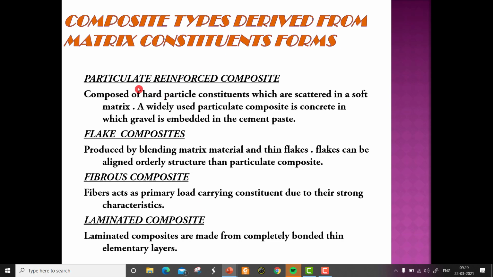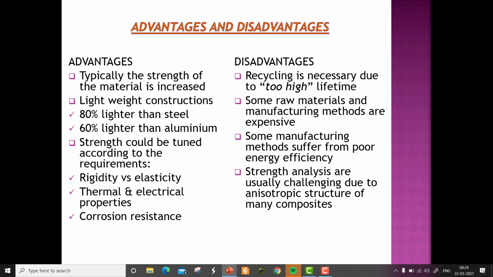The other one is matrix derived. They are the particulate reinforcement composite, flake composites, fibrous composite, and the laminated composites. Just learn the names. You don't need to study in detail. What are the advantages and disadvantages of composites? You already learned this one.